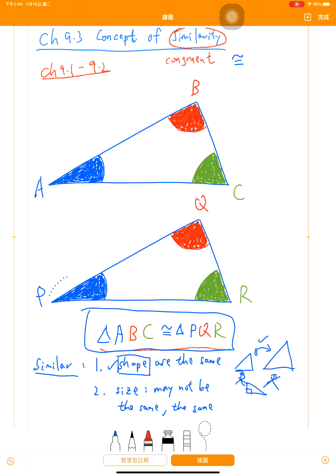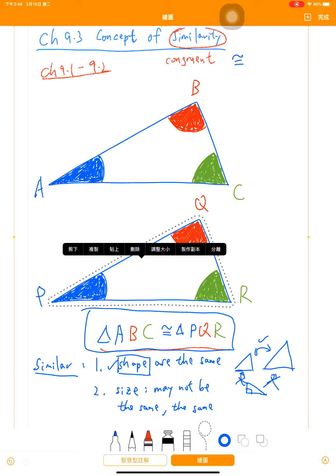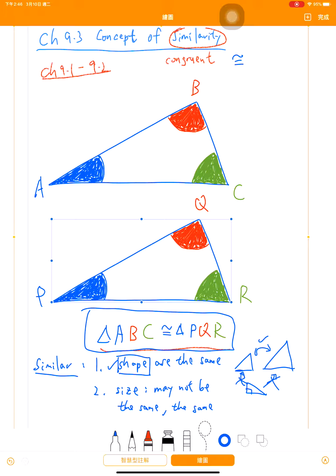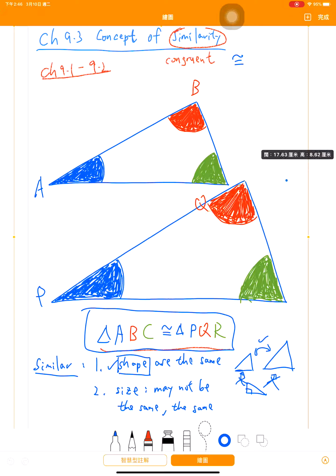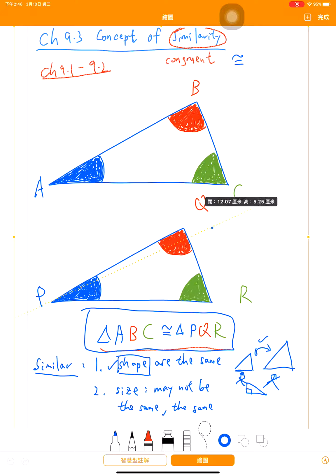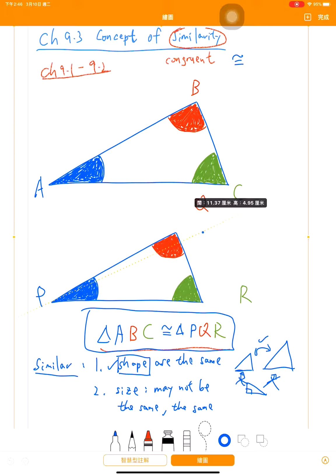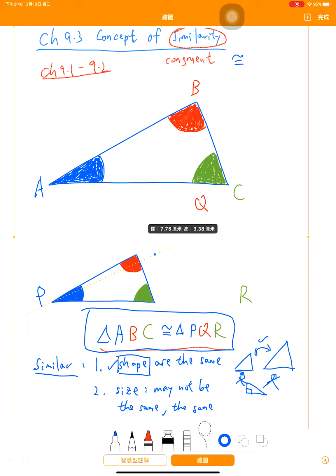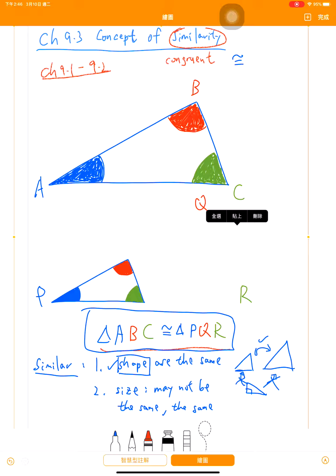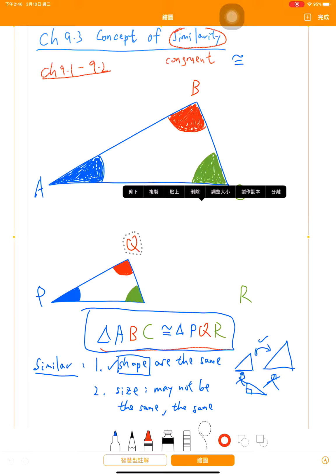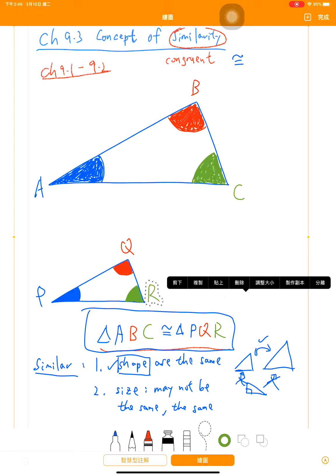For PQR, how can we make a similar figure? Just like the figure before, we can make a smaller or bigger one, right? You can see the shapes of PQR and ABC are almost the same, we can say the same. This time I make a smaller one because the original ABC is large enough. So I put the Q point here, the R point here, okay?